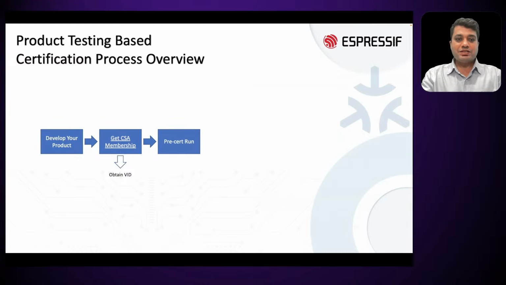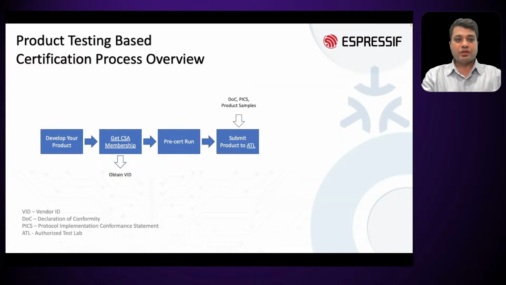The next stage: now you have developed your product, you have gotten the VID, you go for the pre-certification run. This pre-certification run happens in your own lab. Once you are a CSA member, you get access to the certification tool, which is available on the CSA portal. You can use this certification tool to run all the certification tests in your own lab to ensure that your product is indeed passing all the certification tests.